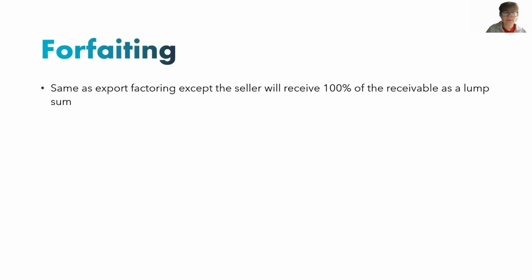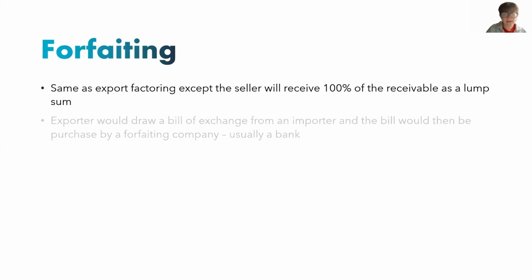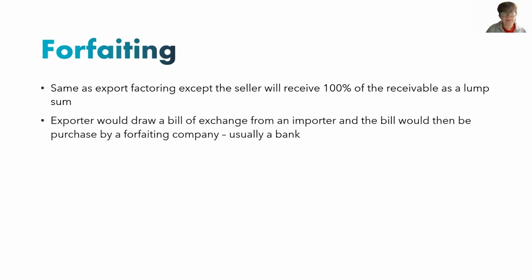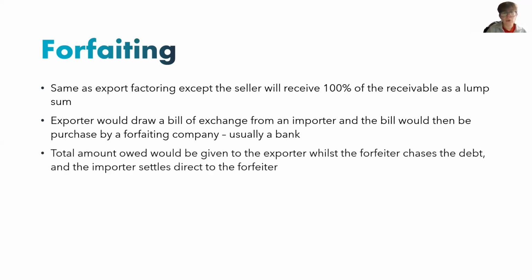Forfeiting. So this is the same as export factoring, except the seller is going to receive 100% of the receivable as a lump sum. So the exporter would draw up a bill of exchange from an importer, and the bill would then be purchased by a forfeiting company. It will usually be a bank. The total amount owed would be given to the exporter whilst the forfeiter chased the debt. The importer would then settle direct to the forfeiter.